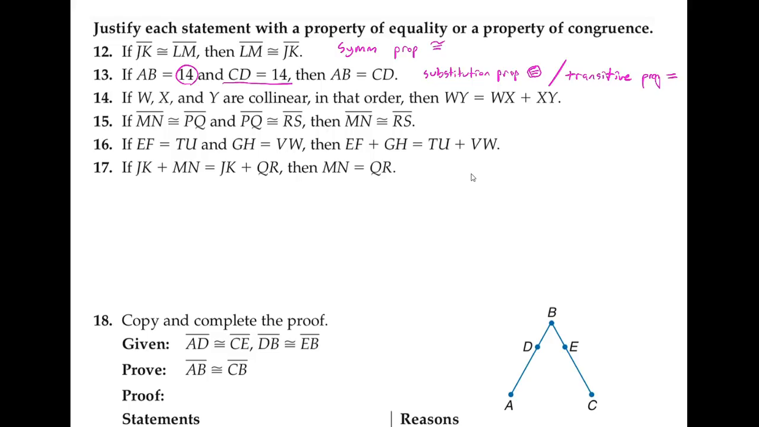If W, X, Y are collinear in that order, then that means that X is in between the others. So W to X plus X to Y. So that's the very definition of betweenness.